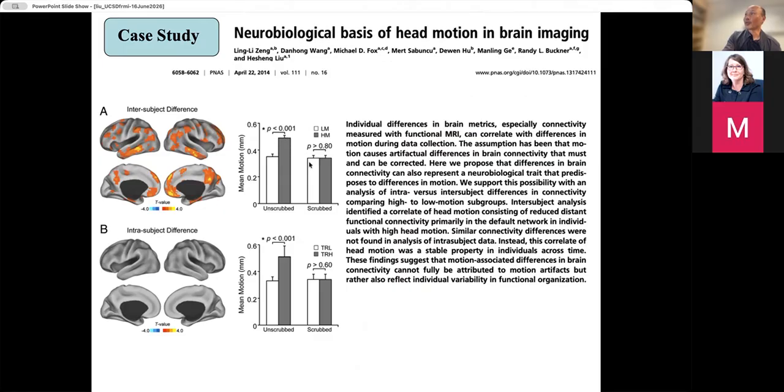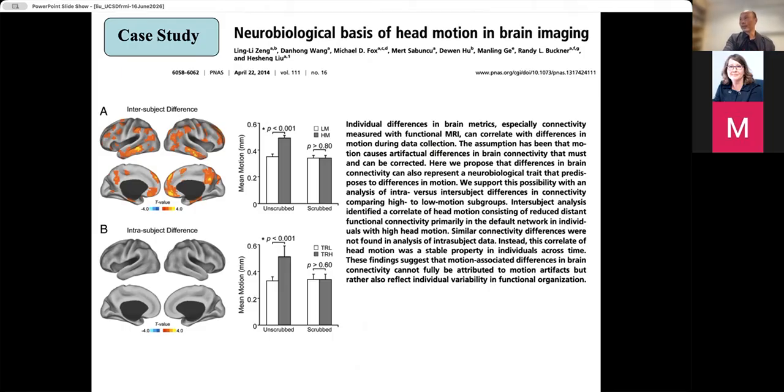They took both groups and they scrubbed the data, which is basically getting rid of those parts. Scrubbing the data just means you look for where they're moving a lot and you get rid of that data. And then you do your analysis after that. So even after scrubbing the data, they saw a difference in those two groups, okay? Arguing that the neurobiology of the high movers was different than the neurobiology of the low movers, okay?